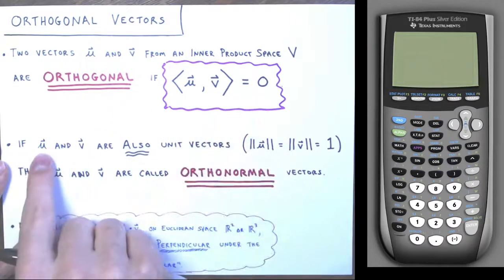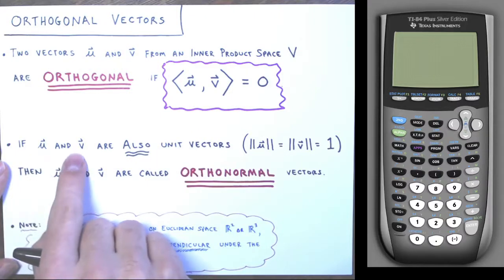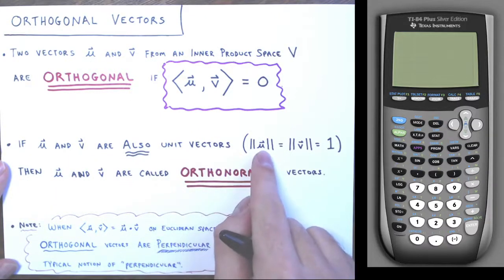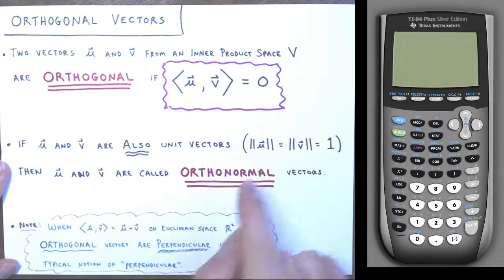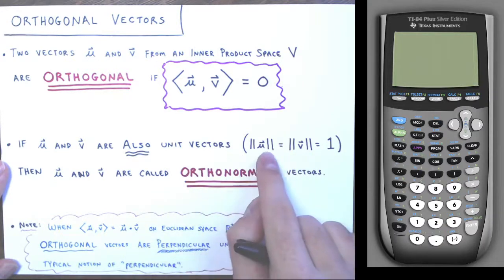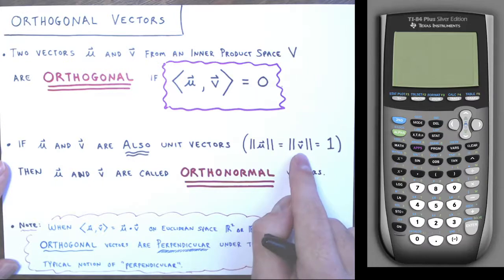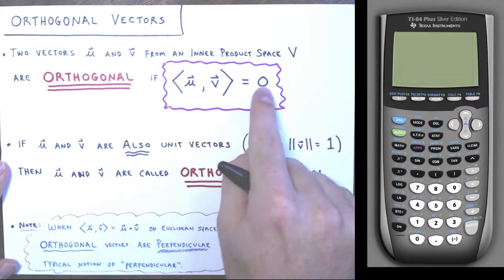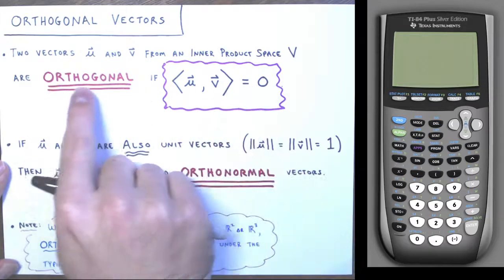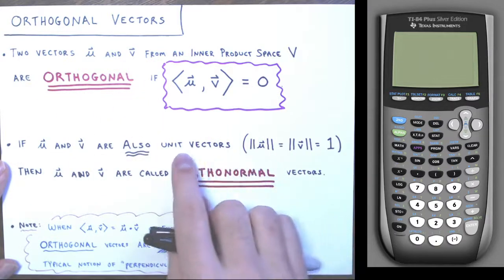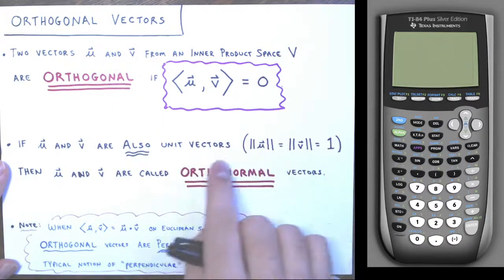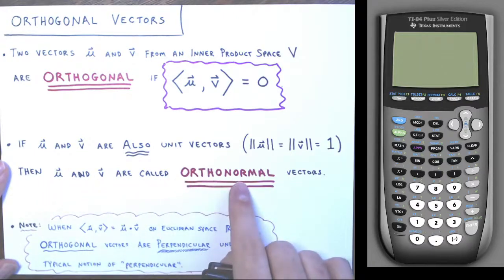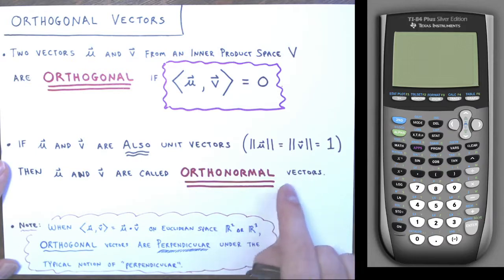Now, if these two vectors, u and v, are also unit vectors, meaning that their norms are both equal to 1, so the norm of u is 1, the norm of v is also 1, and their inner product is 0, so if you have two orthogonal vectors that are also unit vectors, then we call u and v orthonormal vectors.